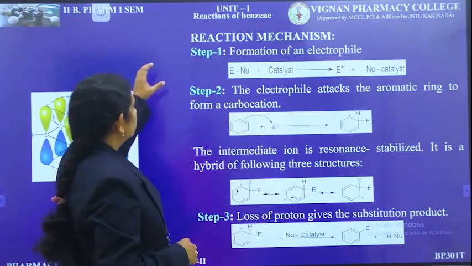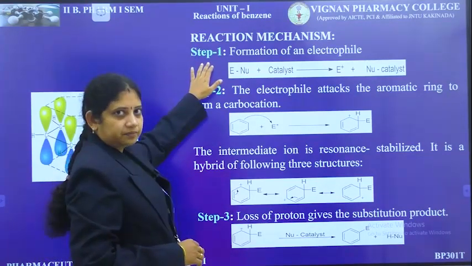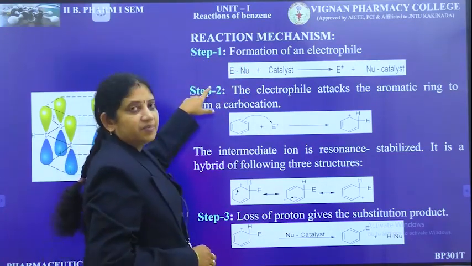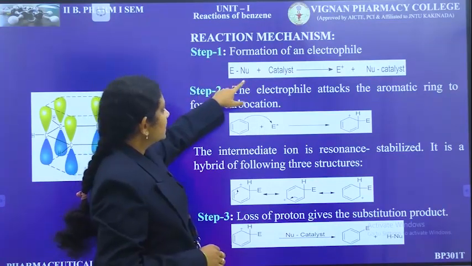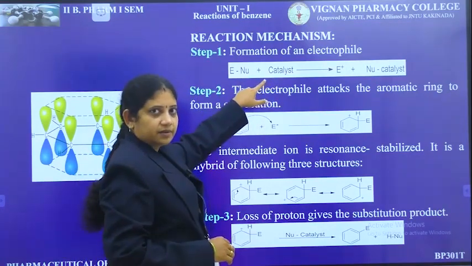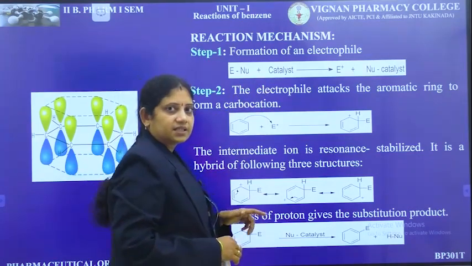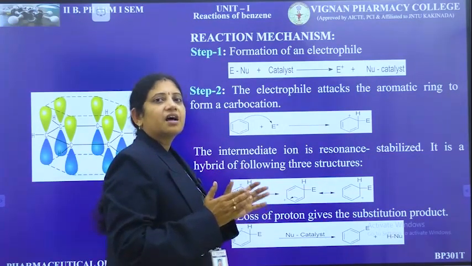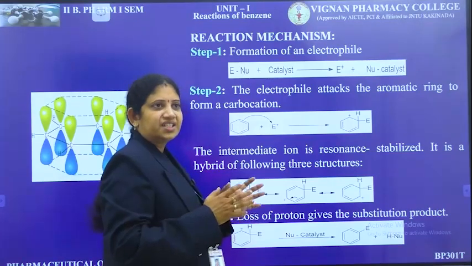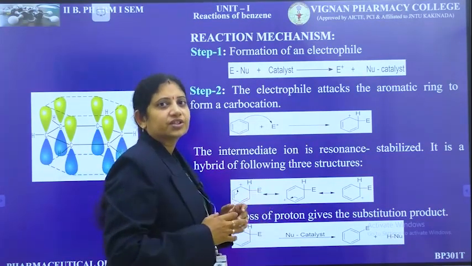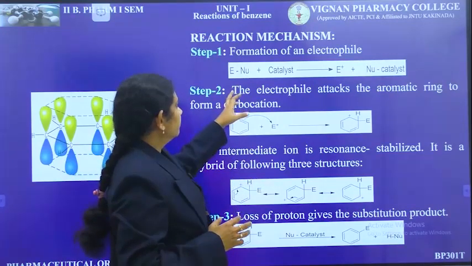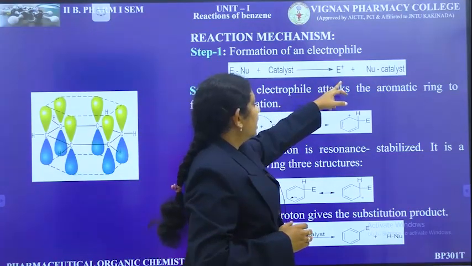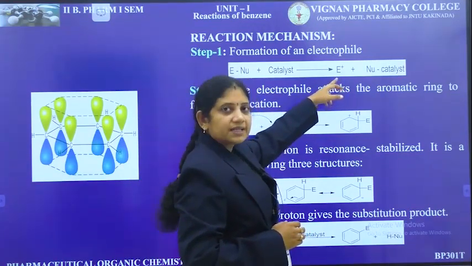Okay. Coming to step 1, that is the formation of the electrophile. How can it be formed? When the acidic reagent interacts with the catalyst. What is the purpose of using this catalyst? The catalyst enhances the rate of the reaction without changing its chemical nature or structure. At that time there is a release of the electron deficient species, which we call the electrophile.